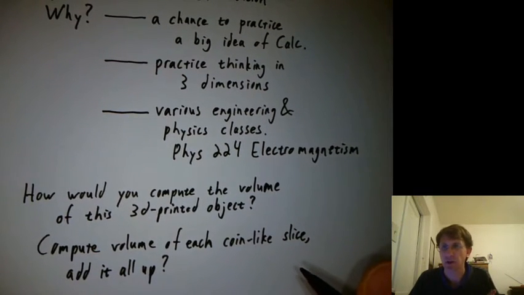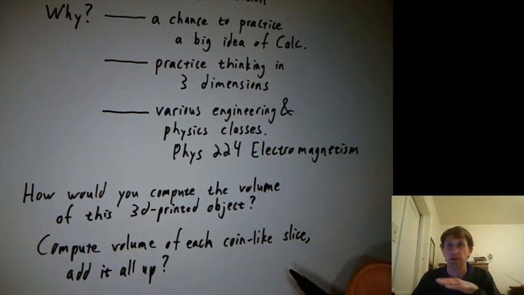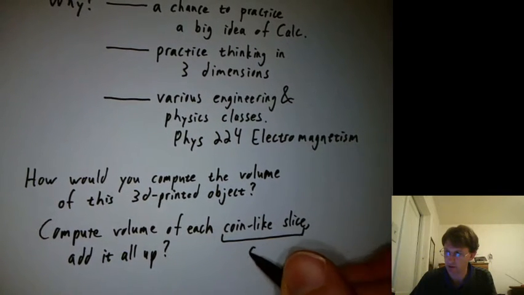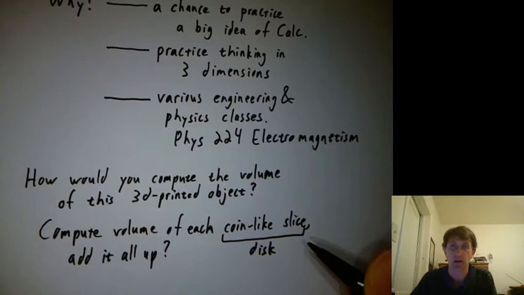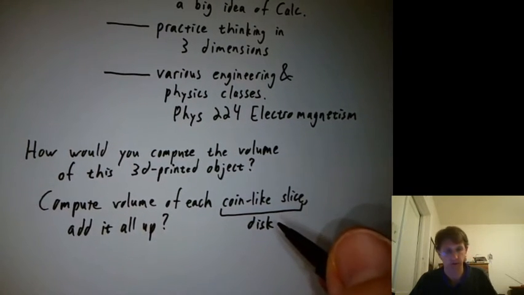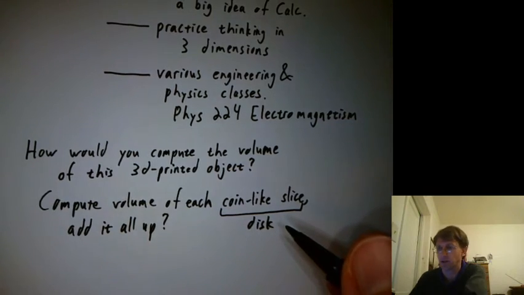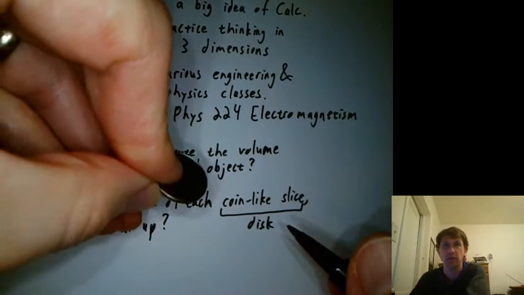That's kind of one of our big ideas of Calc 2, right? To compute a hard problem, turn it into smaller, easy problems, solve each of those, and then add it all up. Coin-like slice we could also call a disk. So what's the volume of the first disk of this 3D printed object? Or you could think, what's the volume of this dime?